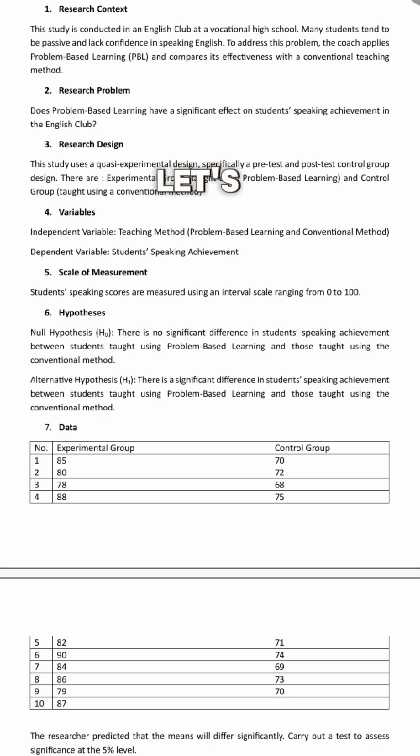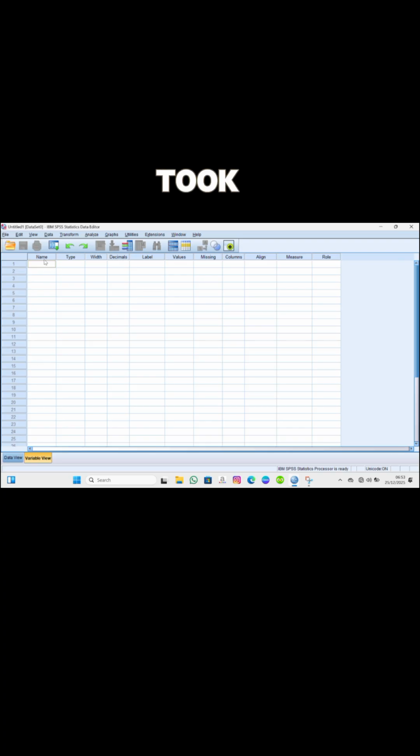So now, let's look at the steps I took to analyze the data for the experimental research case. Since I am comparing the means of two different groups, the experimental group and the control group, I used the independent sample t-test.